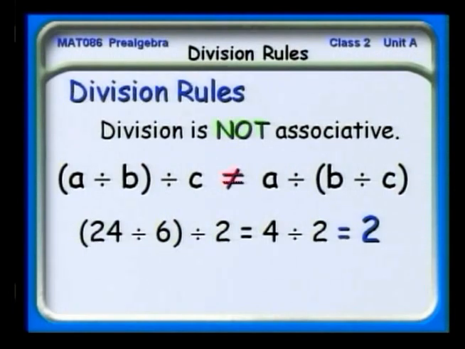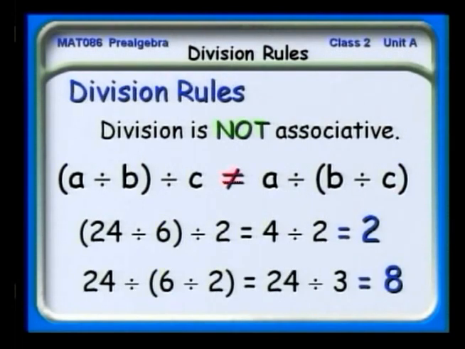So if I have 24 divided by 6, that gives me 4. Then I divide 4 by 2, I get 2. On the other hand, if I have 6 divided by 2, that'll give me 3. 24 divided by 3 gives me 8. So you see, if you do successive divisions, you'll get different results depending on which two operations you choose to do first.